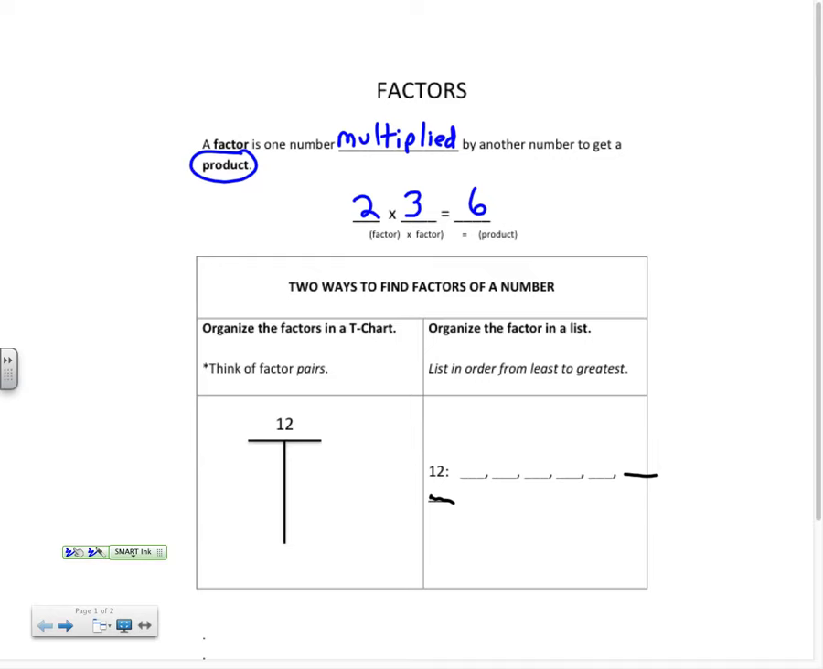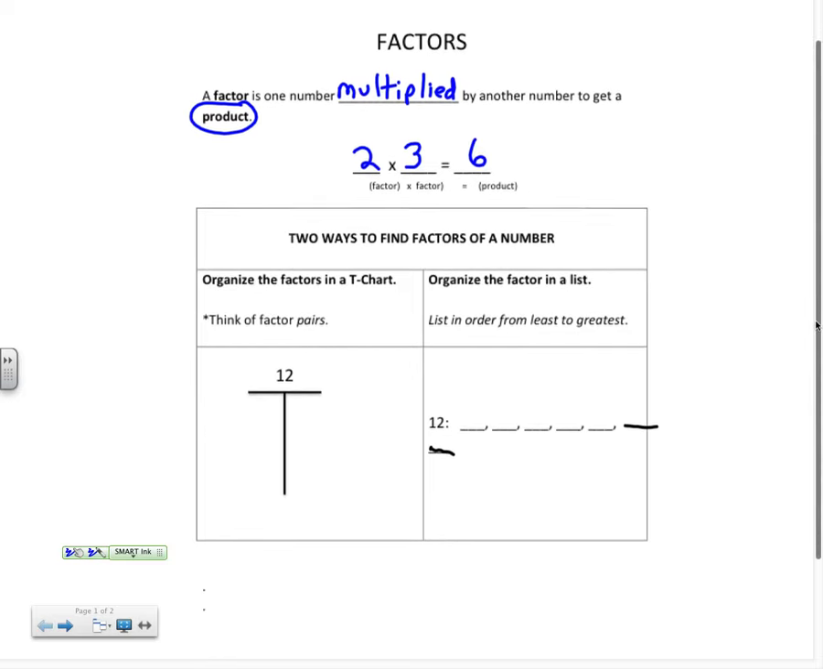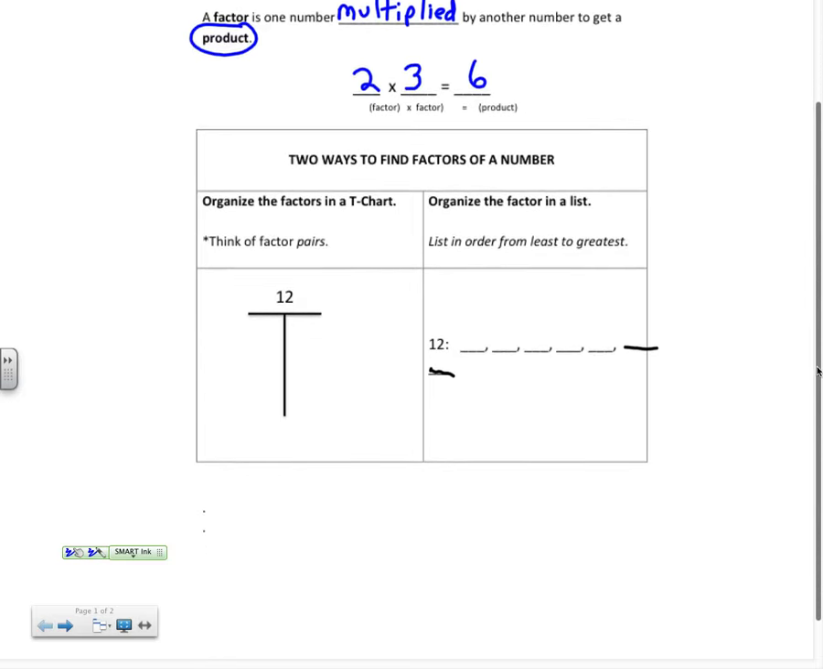All right, if I ask you to find the factors of a number, we would have to have an organized way for listing all the factors we can think of, and we don't want to skip any. So there's 2 different ways you can do this. Let's look at the first way. Organize the factors in a T-chart. Now I call this a T-chart because it looks like a T. As we go through this list, we want to have a system. We're going to start with the smallest factor that we know of 12 and pair it up. So the smallest factor of 12 is 1. And what times 1 equals 12? 12. So 1 times 12 is 12.